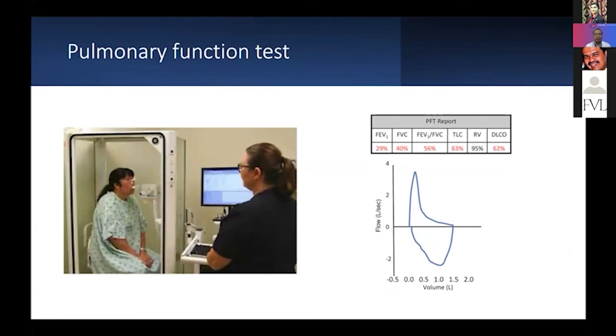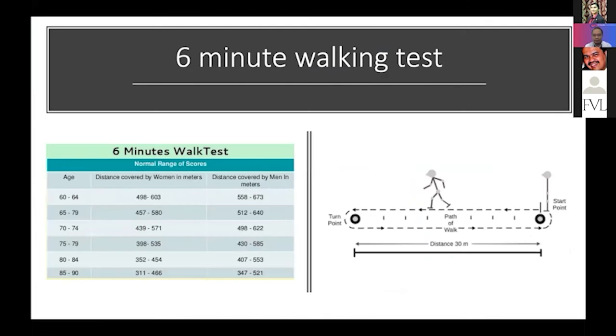So Prof Faizal has talked in detail regarding the pulmonary function test. The pulmonary function test is a subspecialty test, and I think it is mostly used not to diagnose pulmonary hypertension, but to diagnose underlying lung disease, or the possibility of lung disease contributing to the pulmonary hypertension. And the 6-minute walking test is a test that we do to assess exercise capacity.